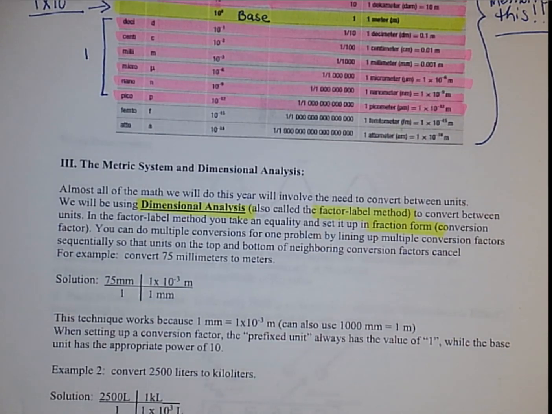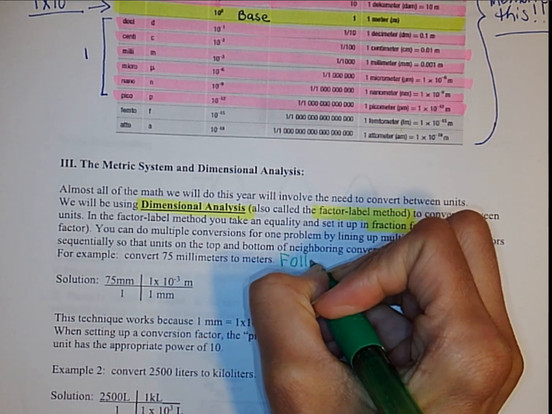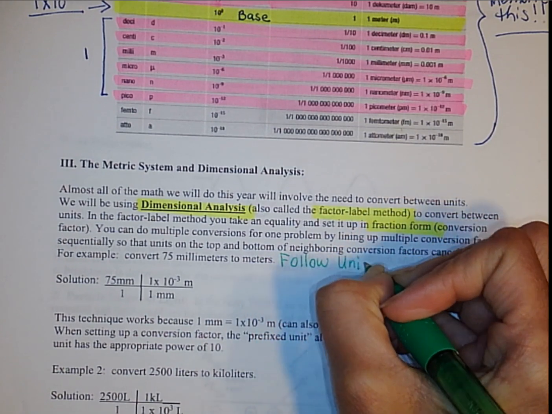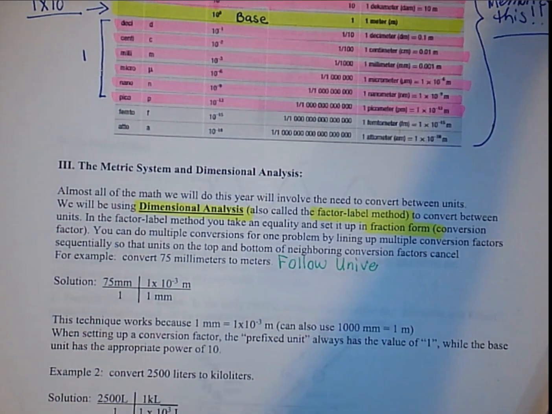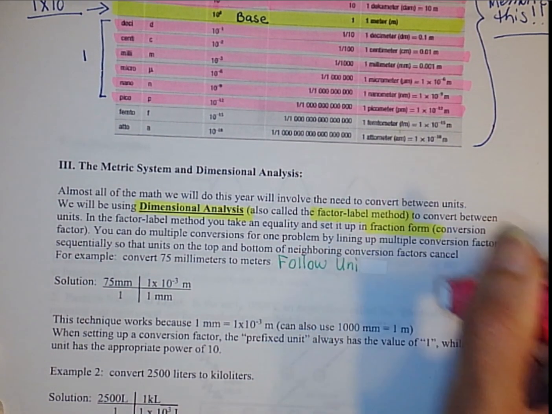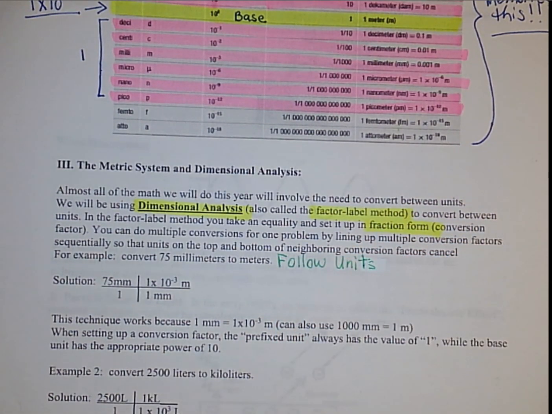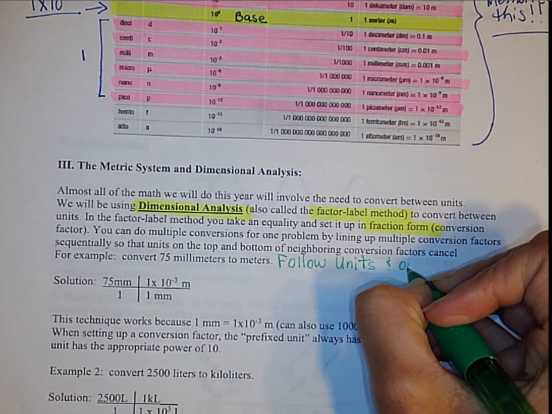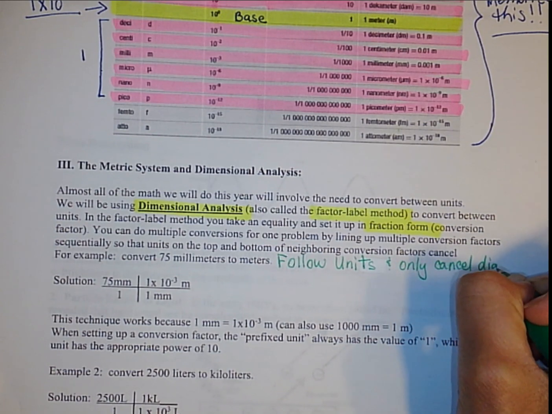So if we go back to dimensional analysis, the first thing that I want you to write over here is that you are always going to follow units. Dimensional analysis is basically a unit conversion method. So you're going to follow the units, and you're only going to cancel diagonally.